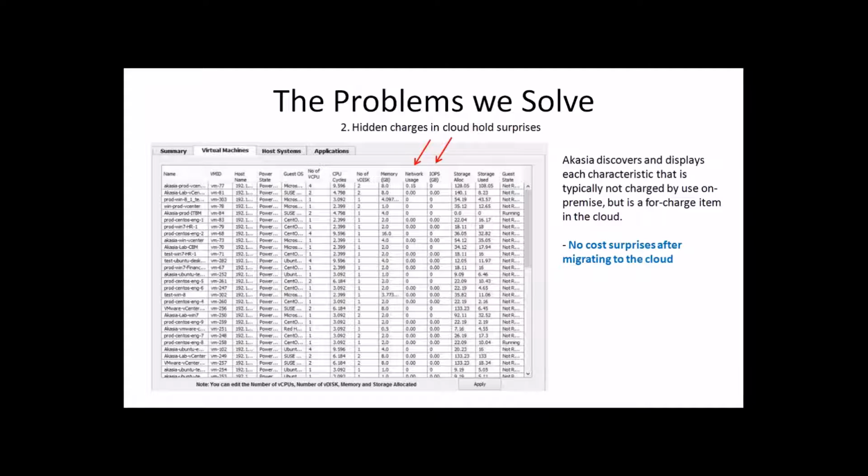The second problem we solve is hidden charges. So on-prem, like I said earlier, and as all of you understand really well, is that you buy a lot of infrastructure and then you use it continuously. You don't particularly pay attention to network usage or I/O transactions, etc. However, these hidden items can become quite heavy for charge items in the cloud. So what we do is in the tool, we clearly identify all of the cloud charge items that are on-prem, and that way you have clear understanding of what your costs will be in the cloud. In other words, there are no cost surprises after migrating to the cloud.